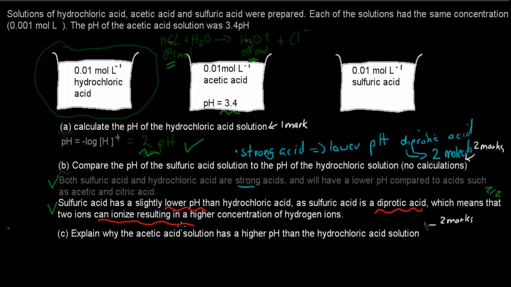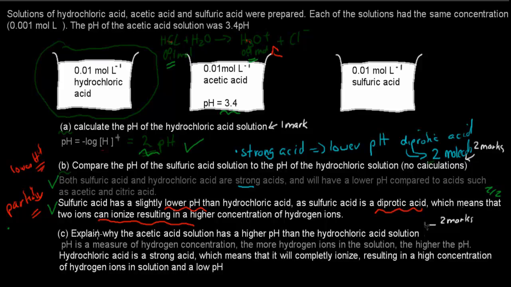And for acetic acid, it does not completely ionize, it only partially ionizes. And what that means is that for the same concentration, we'll have a lower concentration of hydrogen ions. So we'll have a lower H plus concentration. And if you have a lower H plus concentration, we get a higher pH. So that's what I wrote.